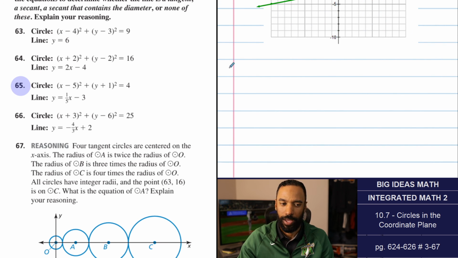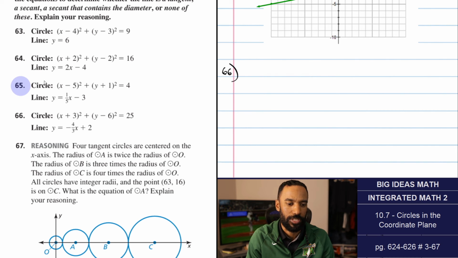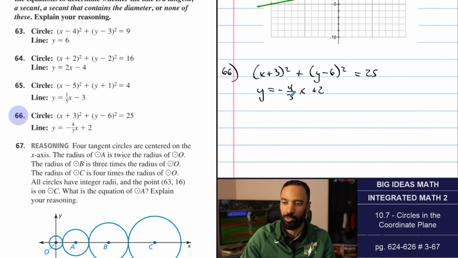And the last one, 66, not the last problem, but the last one of these sections, it's the second to last question. X plus 3 quantity squared plus y minus 6 quantity squared equals 25. And then this is y equals, once again, a weird fraction, -4/3 x plus 2. Further validating that graphing should be the way to go here.